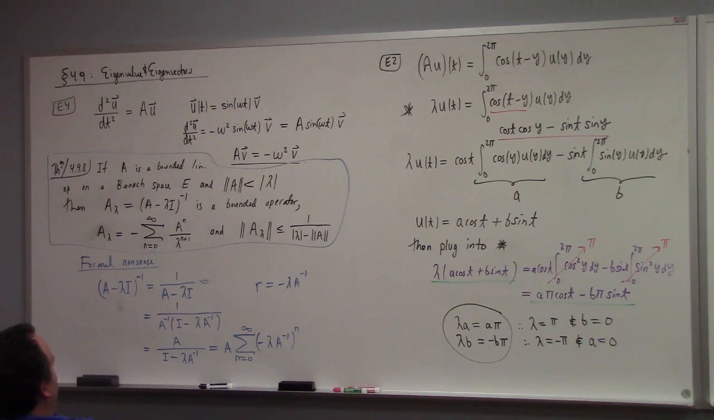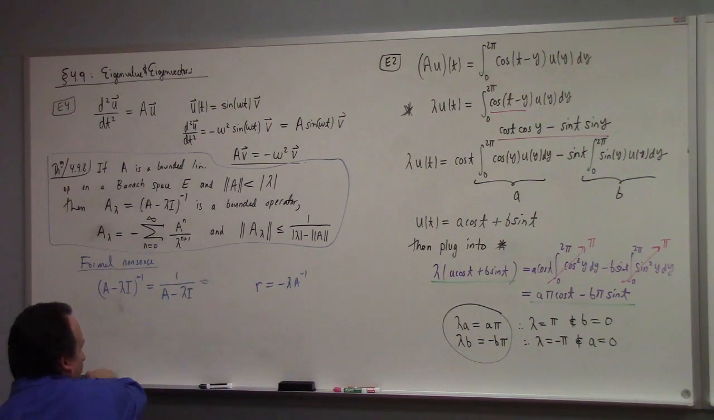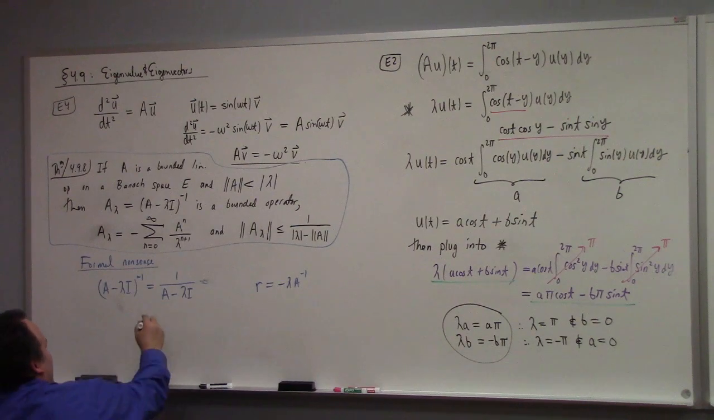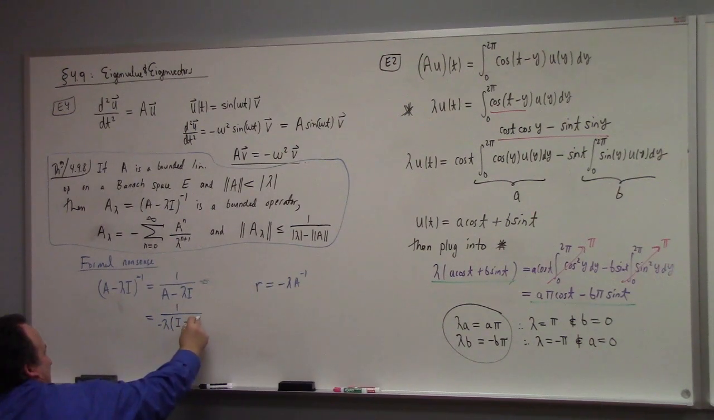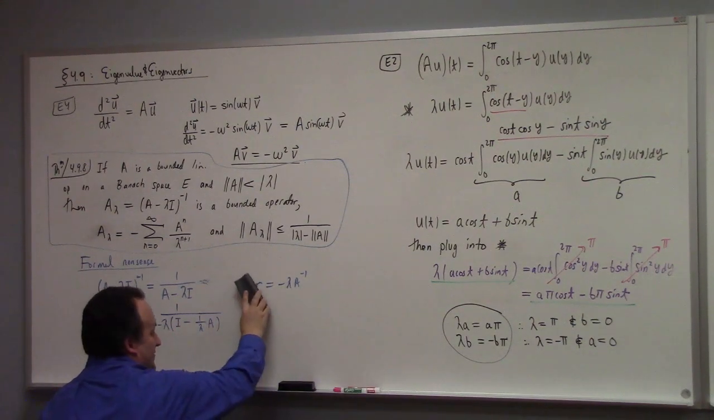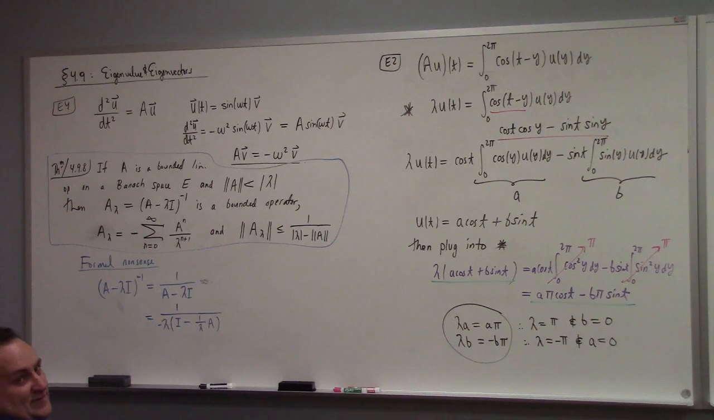Oh, I did my formal nonsense wrong. Let's try this again. Let's factor out a lambda. 1 over minus lambda times I minus 1 over lambda times A. That's better. At least I'm not assuming A is invertible now. I want to do some formal nonsense, but I don't want my nonsense to be too nonsensical. This is better formal nonsense.